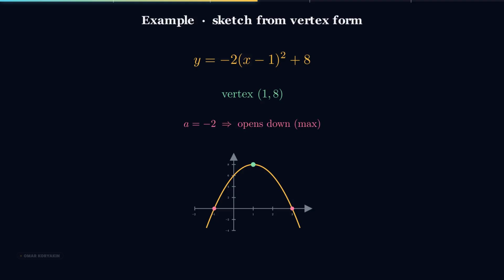Direction: a equals -2, so the parabola opens downward and is narrower than a standard x squared parabola because the absolute value of a is greater than 1.